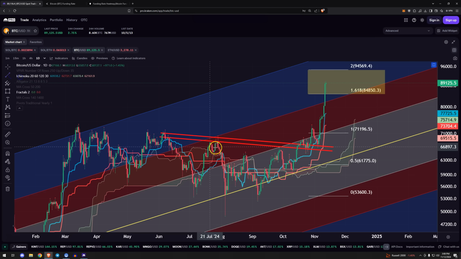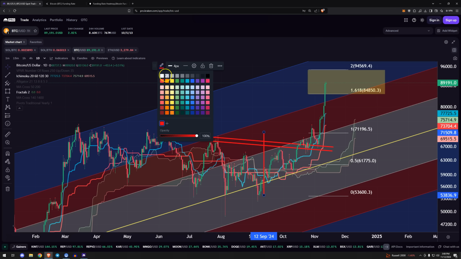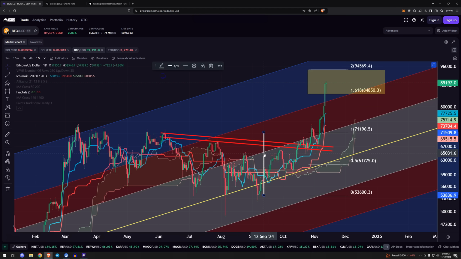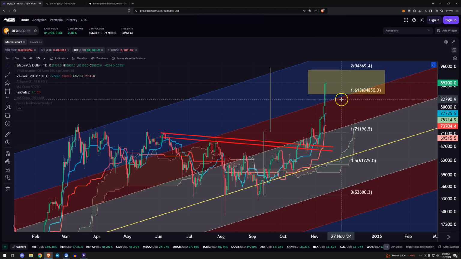But what you can always do at a bare minimum is take the depth of the consolidation. I usually cut off the wicks, especially if they're super long. Take the depth of the consolidation and just project it higher. And that should be your baseline expectation of a post-consolidation move. Every time. That never changes. I always look at this.